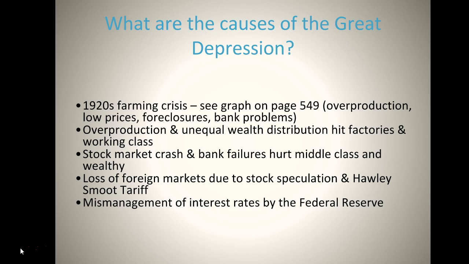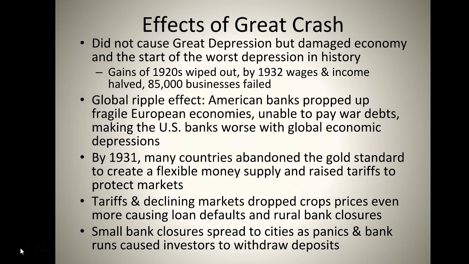So the causes of the Great Depression: the 1920s farming crisis, overproduction and unequal wealth distribution, the stock market crash and bank failures, loss of foreign markets, and then mismanagement of interest rates. And this is what we see happening in 1929. The Great Crash does not cause the Great Depression on its own, but it certainly damages the economy and is the start of the worst depression in history.